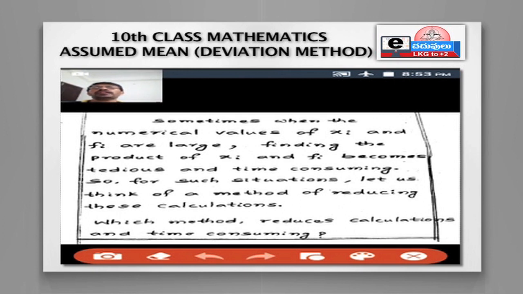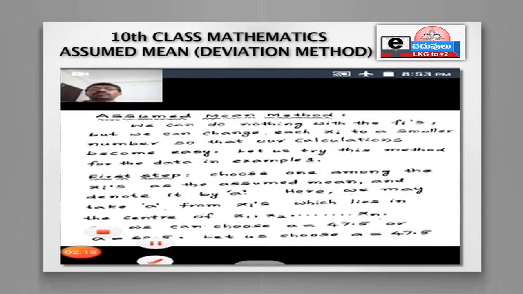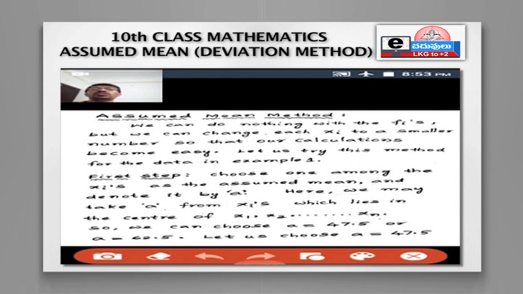When do we apply the assumed mean method? When Fi and Xi are large numbers, then we can apply this assumed mean method. Now, the assumed mean method.